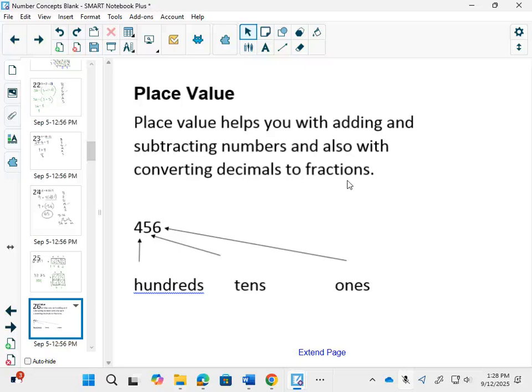In our notes, we're going to do place value today. And place value helps you with adding and subtracting numbers. Each of these numbers means something. Like when you have that 4 there, that's 400. The 5 is 5 tens, and the 6 is 6 ones.